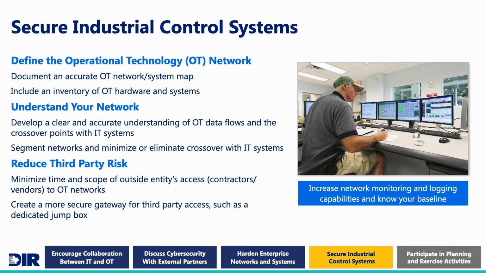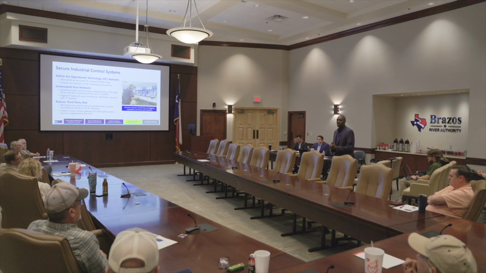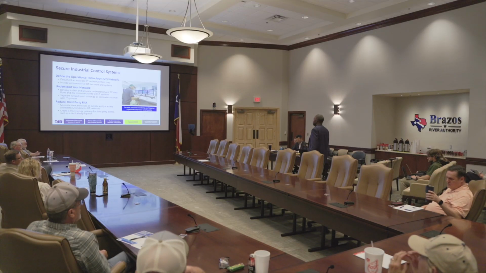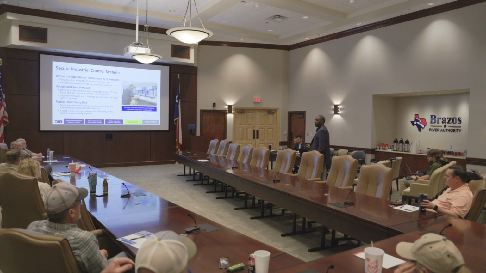Like I said before, you want to reduce your third-party risks, and minimize the time and scope of an outside entity's access. Like I said, you want to make sure those parameters are set on who can be inside your network and what they're supposed to do. You want to have ways to identify any out-of-place activity. If you have a contractor that works on your system typically between 12 in the afternoon and 5 in the evening, and then you notice a login at midnight, that might be an issue, right? So you want to be able to reduce that risk from third parties.